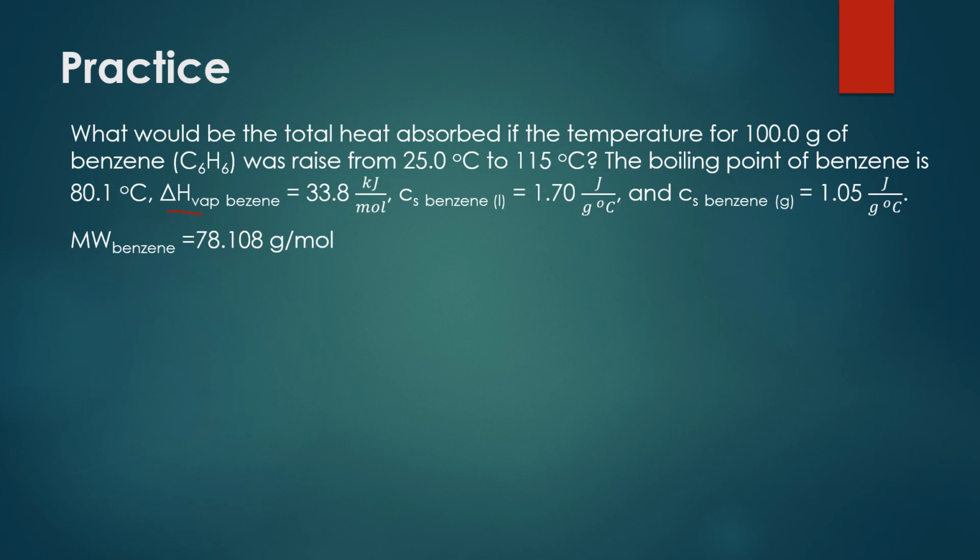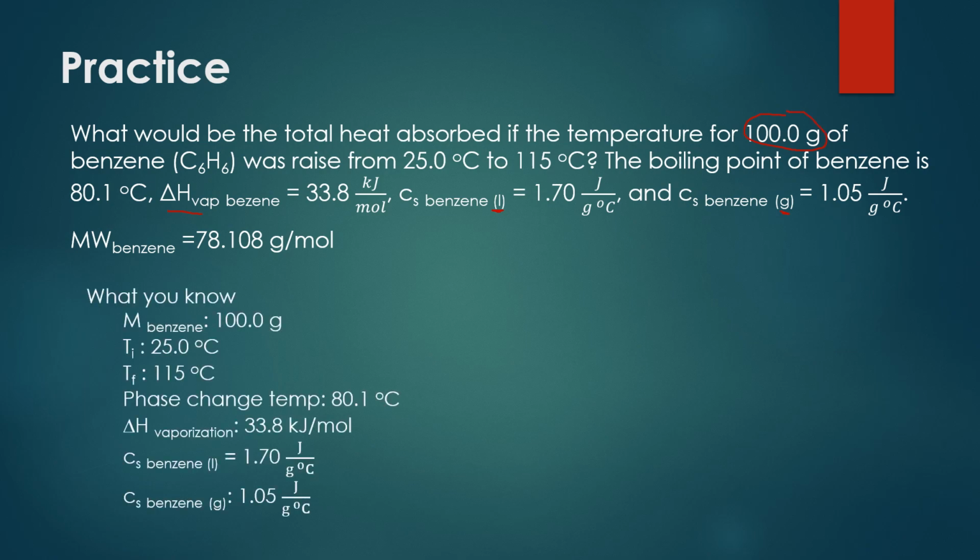We have the specific heat of benzene when it's a liquid. That's what that little L means after it. And they also gave us the specific heat of benzene when it's a gas. So we want to make sure to use the correct one in the correct spot. Notice we also are given the molecular weight of benzene, which probably tells you that you're going to be converting that gram amount, that 100 grams, into moles.